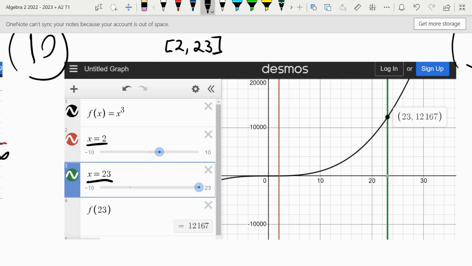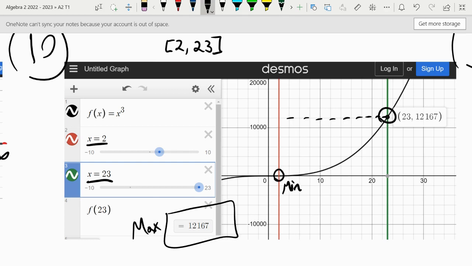For the maximum value, I noticed that the highest value in this range is right here at 12,167. So that is literally the maximum for this interval. You will have to go look for this graph yourself to find out what this point is. This would be your minimum, but I'll leave that up to you to find for yourself.